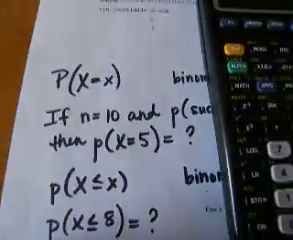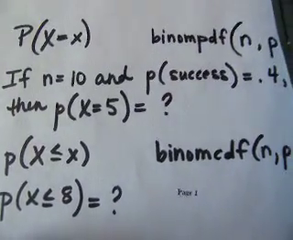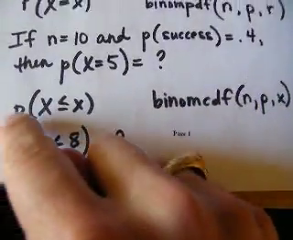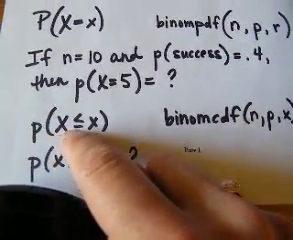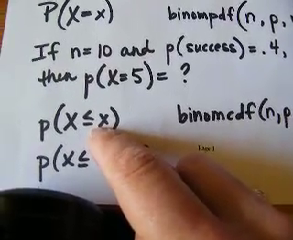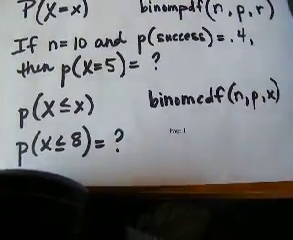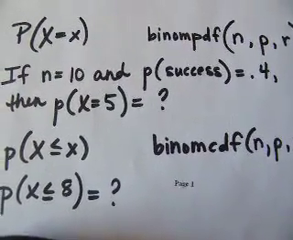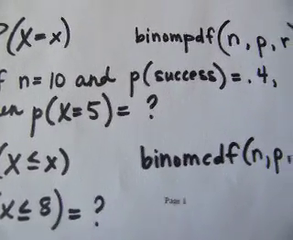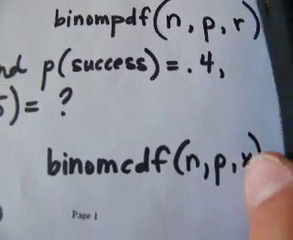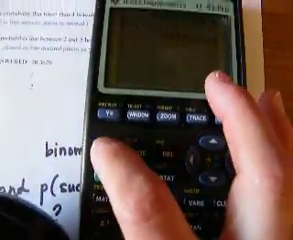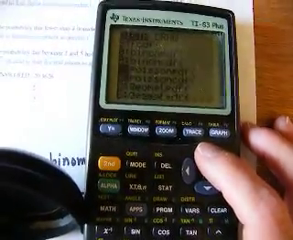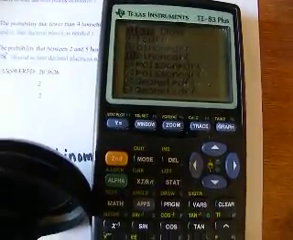Okay, now, the other function that you may have seen in there is the cumulative distribution function, binomCDF. This tells you the probability that our random variable is less than or equal to some number. So this you would use on a problem where, what is the probability of having at most 8 successes? So that function, binomCDF, you find at the same location. Go back to where we were a second ago, and then the VARS key. This time we're going to choose binomCDF.